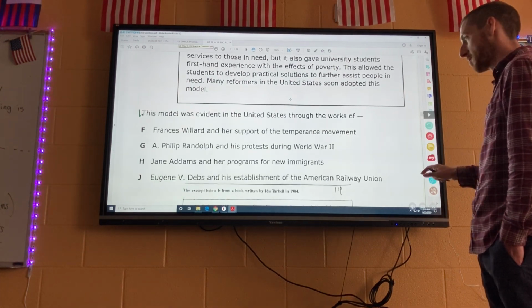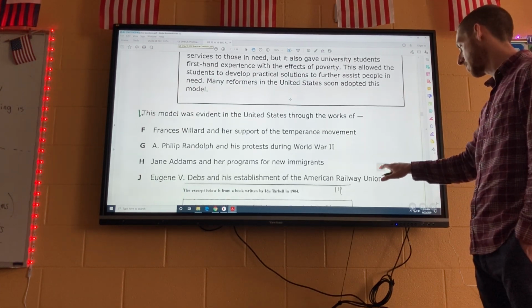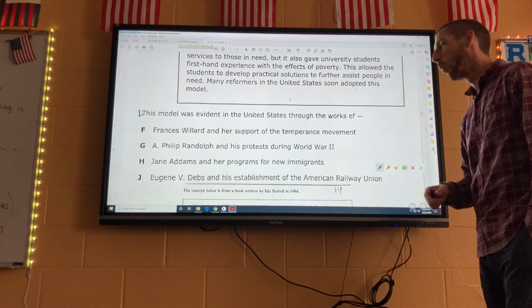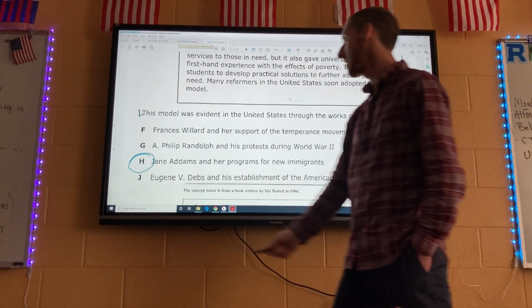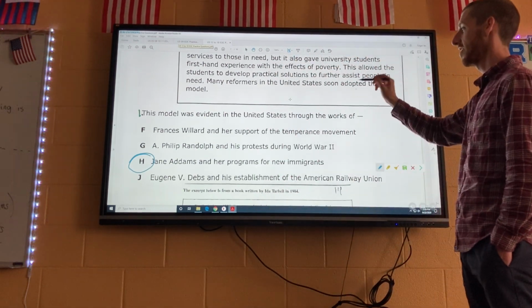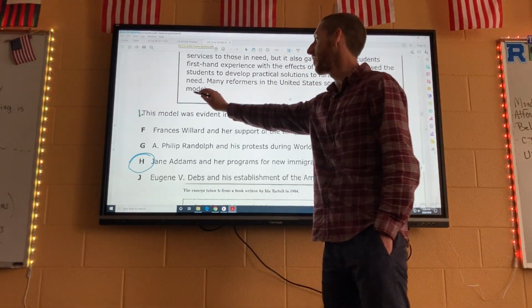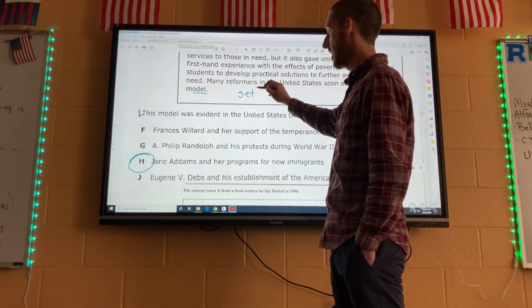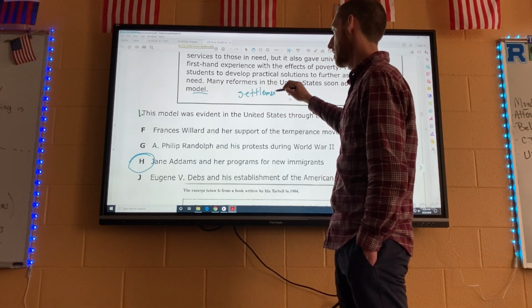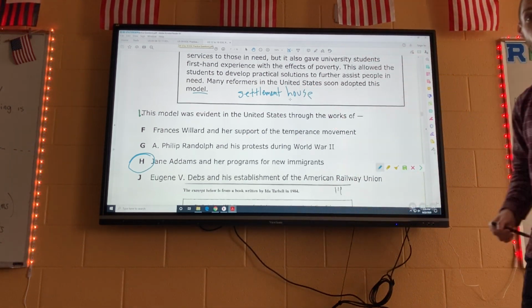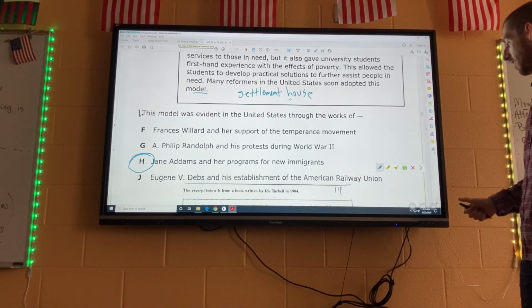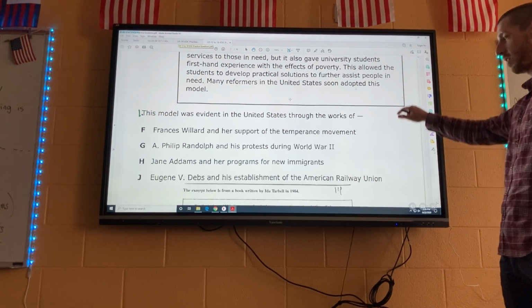So, who helps poor people of this list of people that we have looked at? Well, Jane Addams helped poor people, so it's going to be H. This is what it's talking about, this model that they keep talking about. The model is a settlement house, okay? Settlement house. Can't spell. There we go. All right, let's keep rocking and rolling.